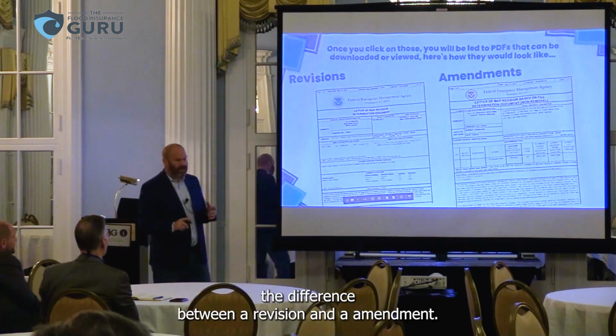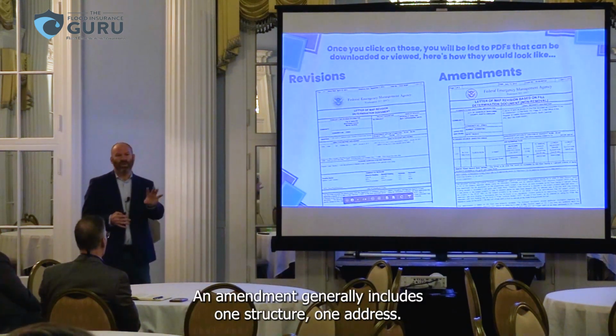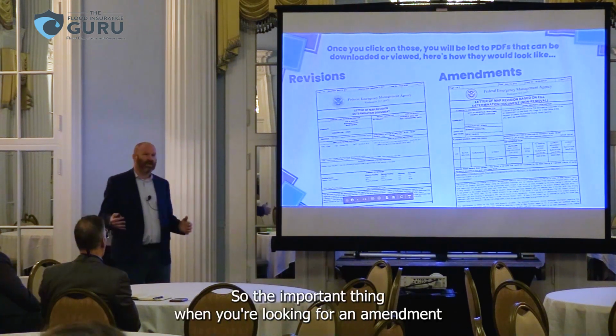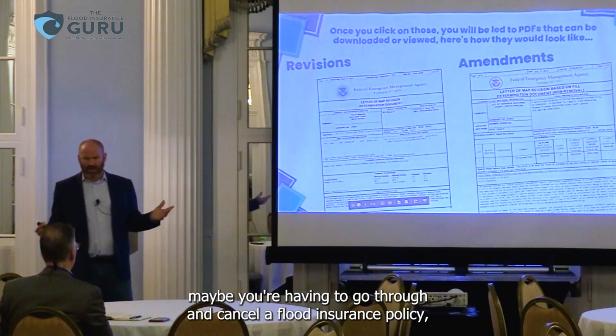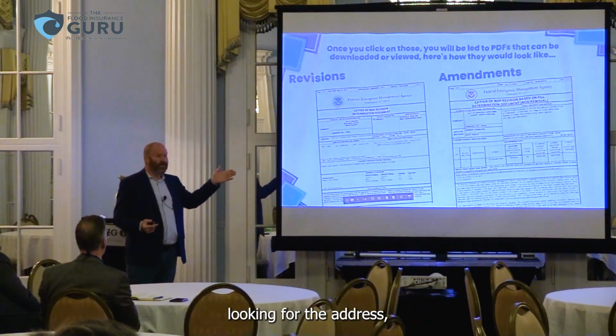The difference between a revision and an amendment generally includes one structure, one address. A revision could be a whole area, whole neighborhood. So the important thing when you're looking for an amendment is see maybe you're having to go through and cancel a flood insurance policy, which we don't recommend even when these happen. You're looking for the structure on there. You're looking for the address.